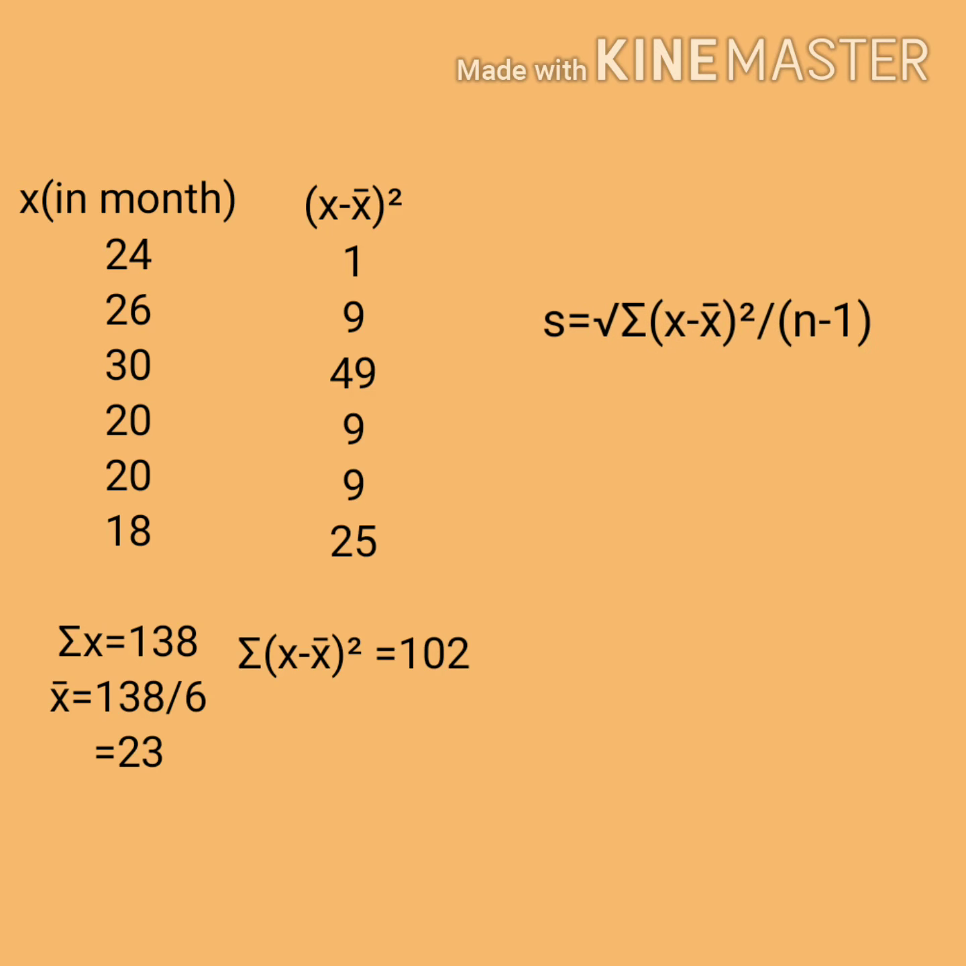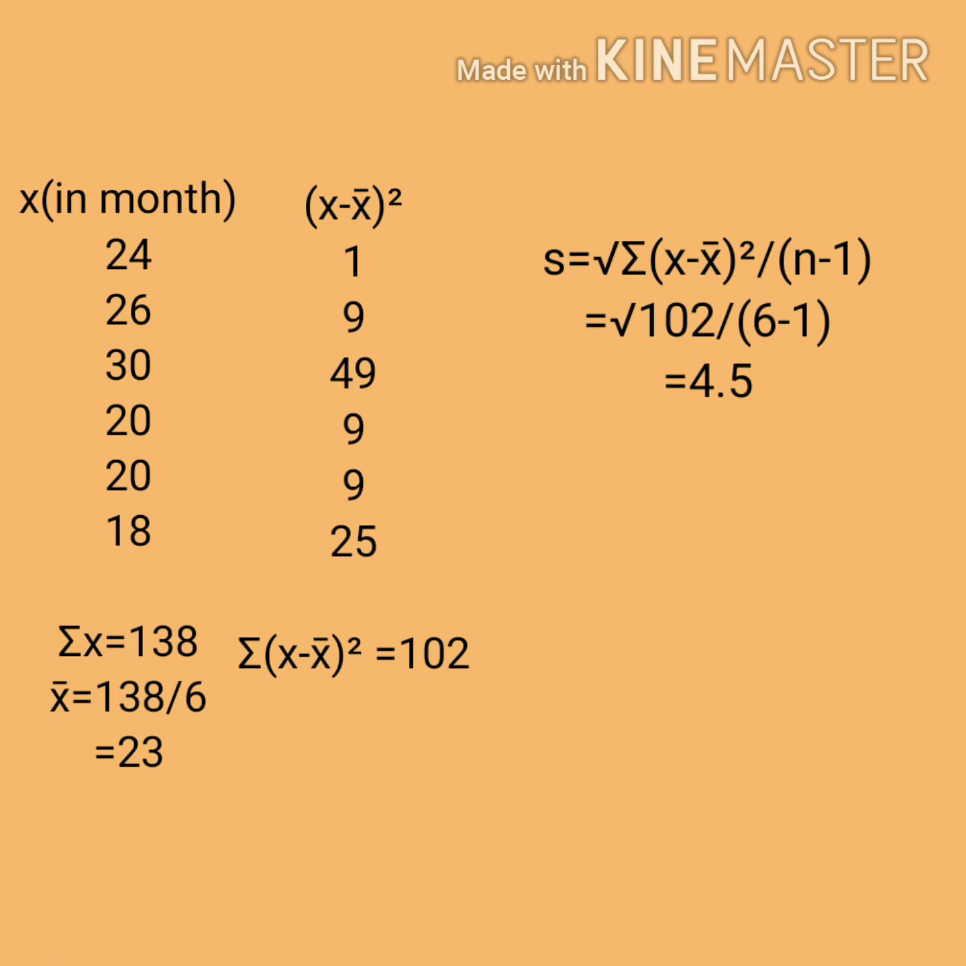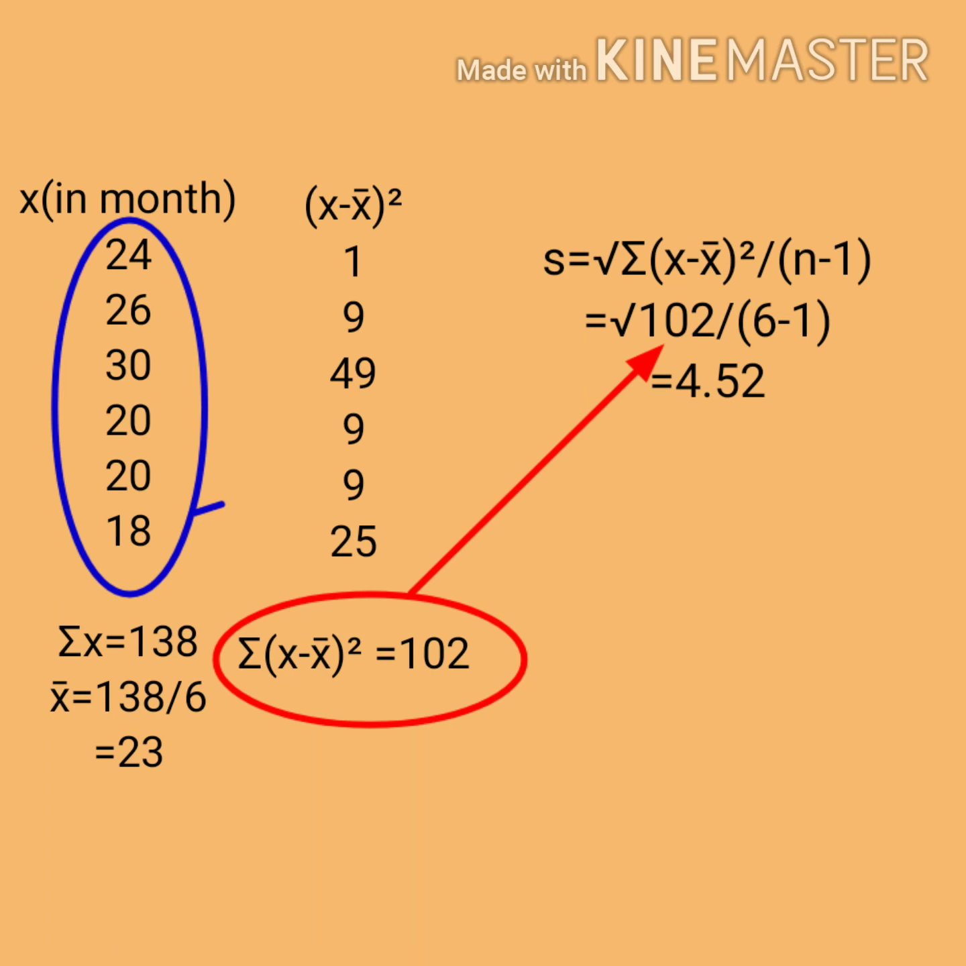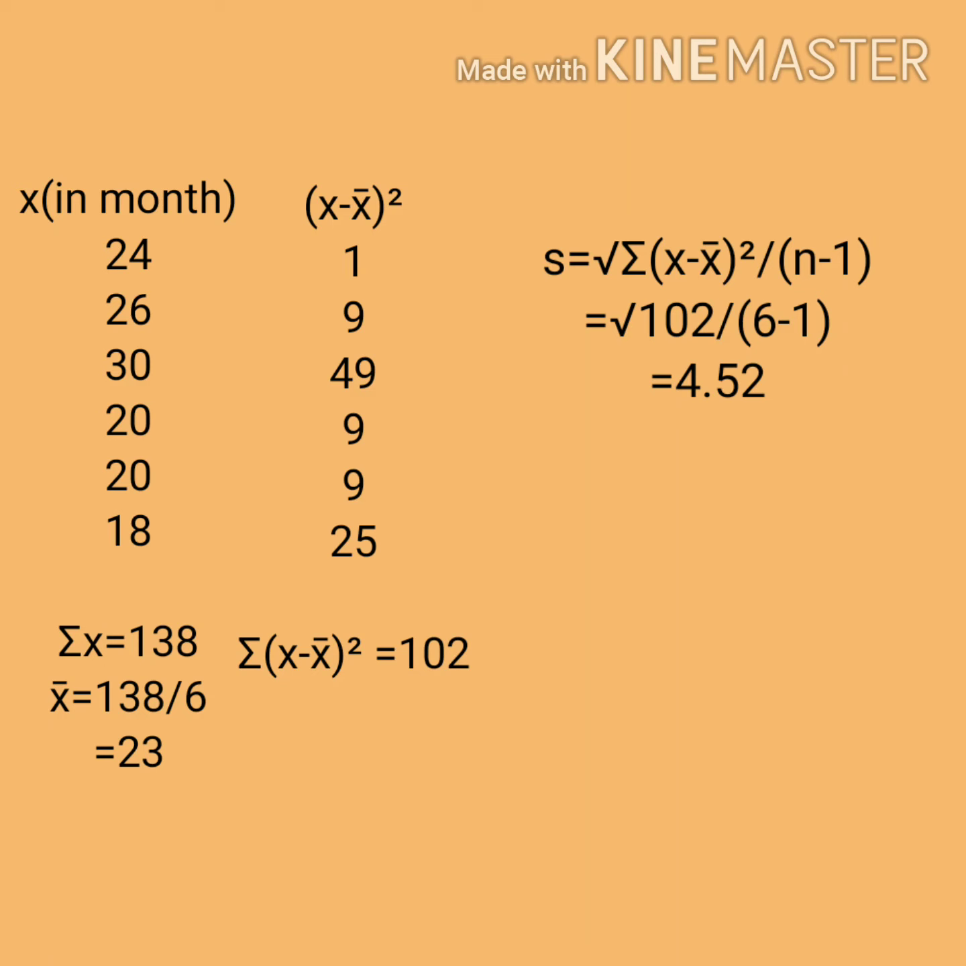We know the formula of sample standard deviation: root over summation (x minus x bar) whole square divided by n minus 1. Now you just put the values in the formula. Summation (x minus x bar) whole square is 102, so we can write 102 divided by n minus 1. We know n is 6, which means the sample size is 6, so 6 minus 1 is 5. So root over 102 divided by 5, and ultimately we have got 4.52. So the sample standard deviation is 4.52.